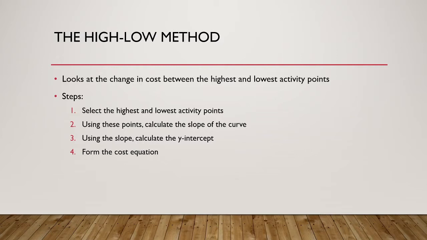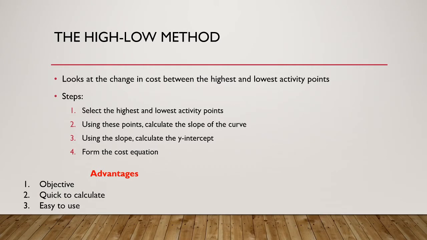Once we have identified these points, we calculate the slope or gradient of the curve by taking the change in the Y variable, or total cost, and dividing it by the change in the X variable, or activity level. Once we know the slope, we can substitute in either the highest or lowest point into our equation in order to calculate the y-intercept, or our fixed costs. Now we have both our slope and y-intercept, so we can form the cost equation. So remember here that we are only using 2 points.